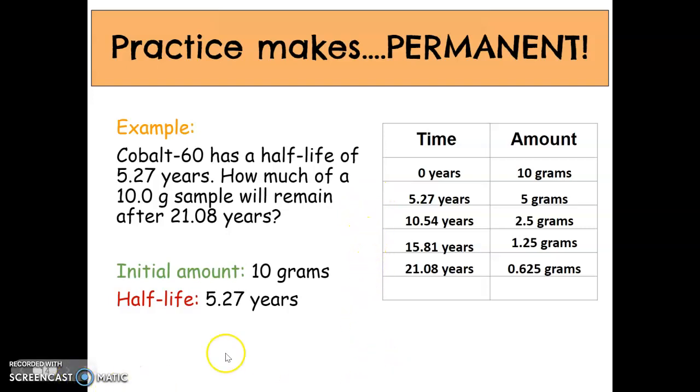Okay. All right, so we're definitely going to do more examples of these in our independent practice today, but that is the rundown of half-life.